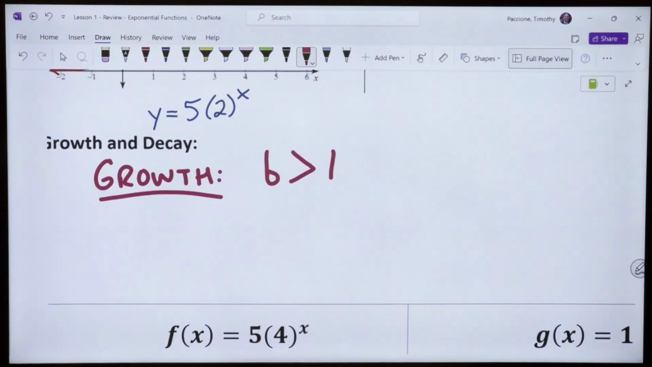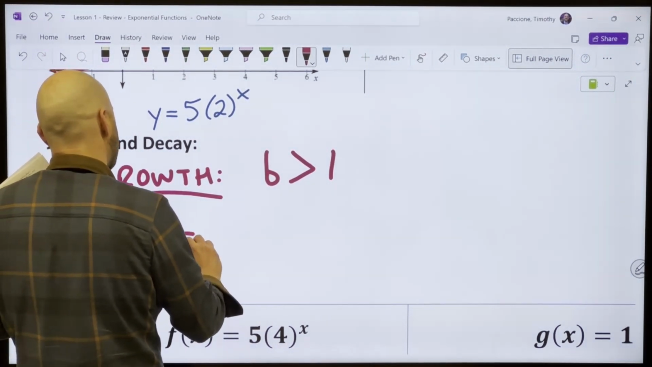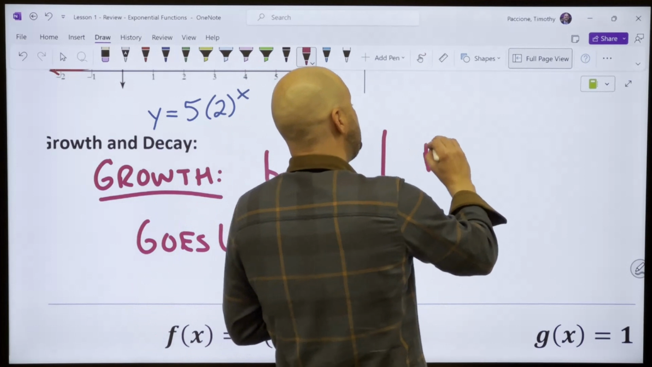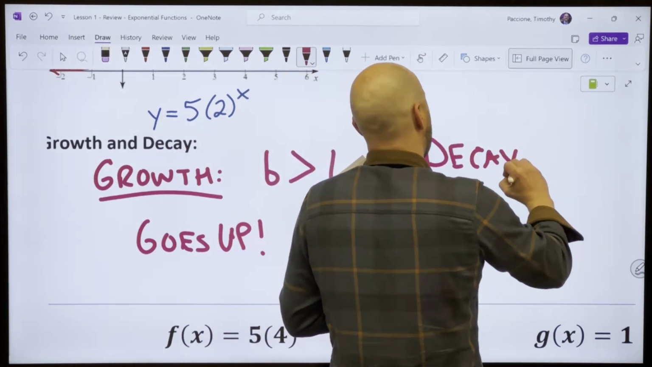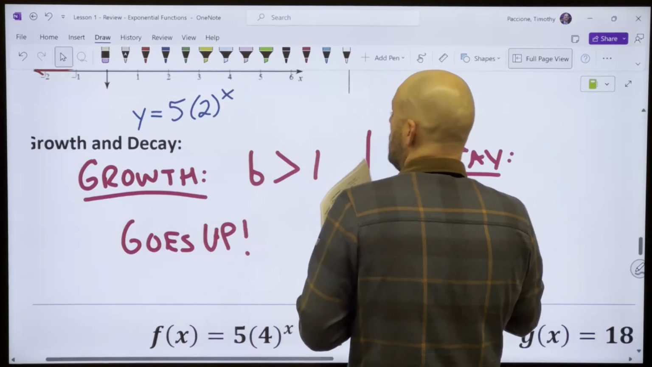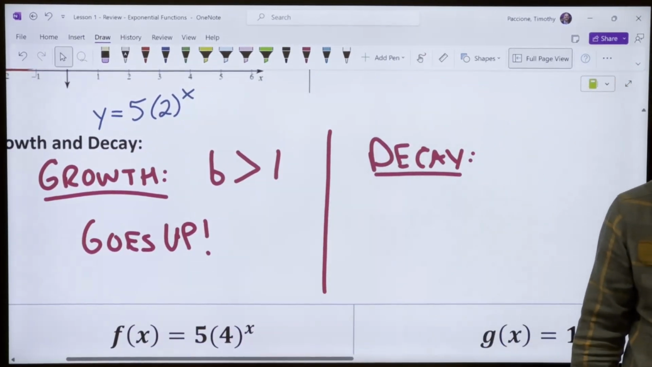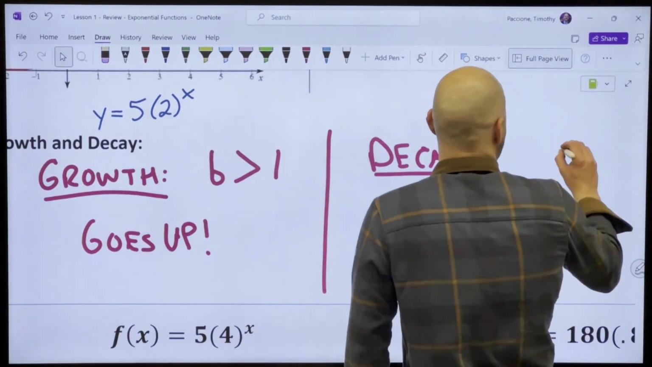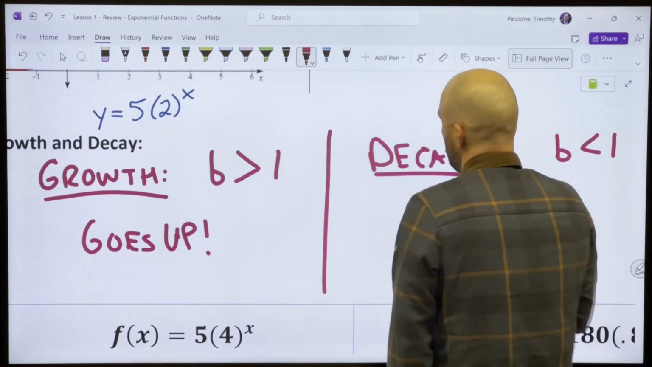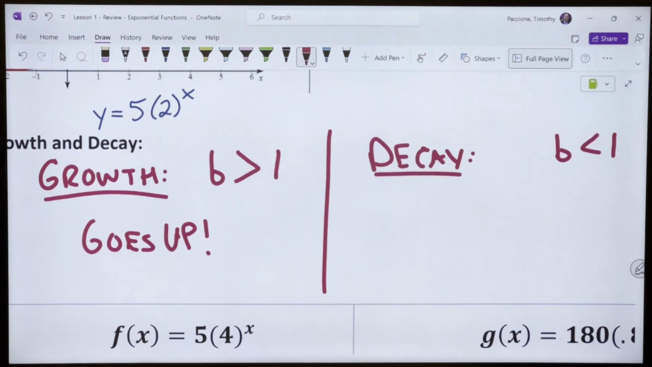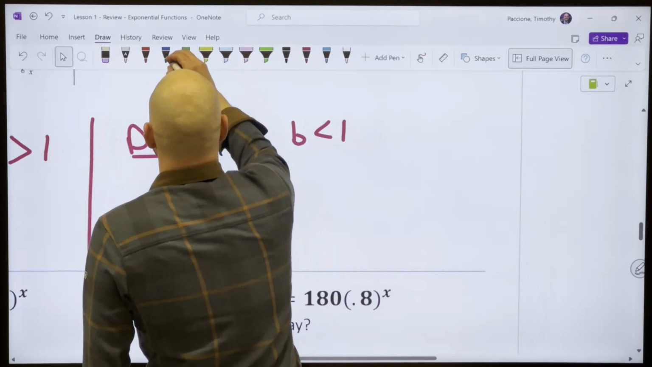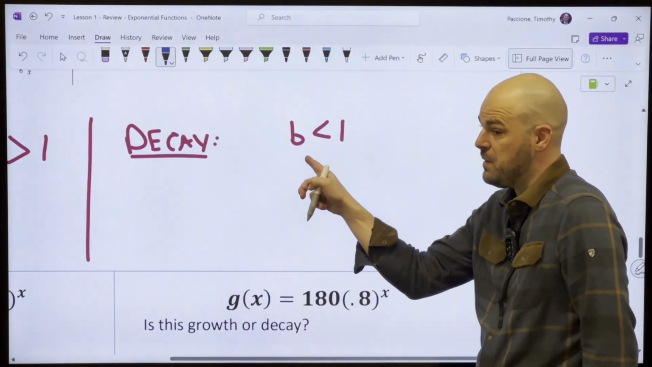Question: what if the b is negative? Good question. We'll get there. I'm glad you asked. You brought up an interesting point. When we say decay, the typical response from students is, oh, if b is greater than 1 for growth, then for decay it must be when b is less than 1, right? So all I've got to say is b is less than 1. But you bring up a good point, because what if it's negative? So let's go with an example here. It is less than 1, so what I'm saying is that might not be enough.